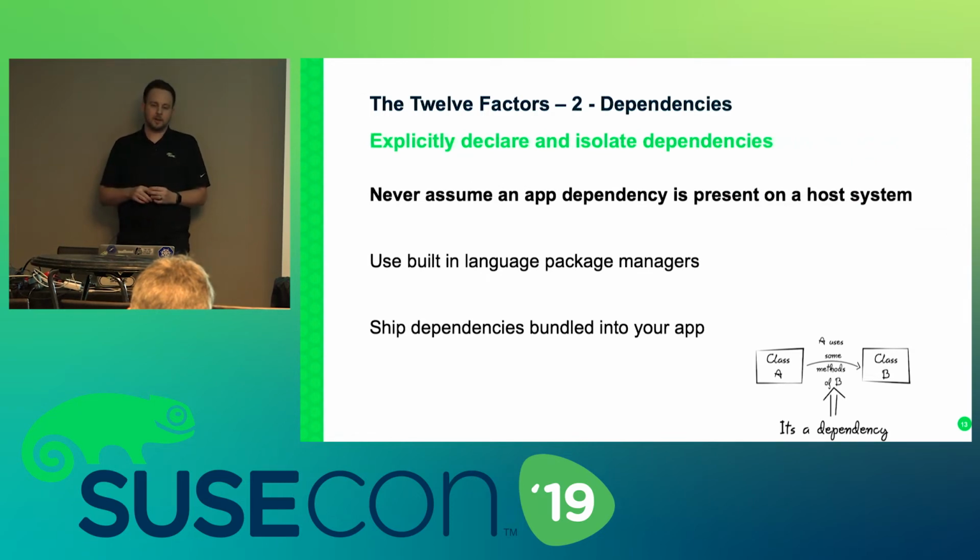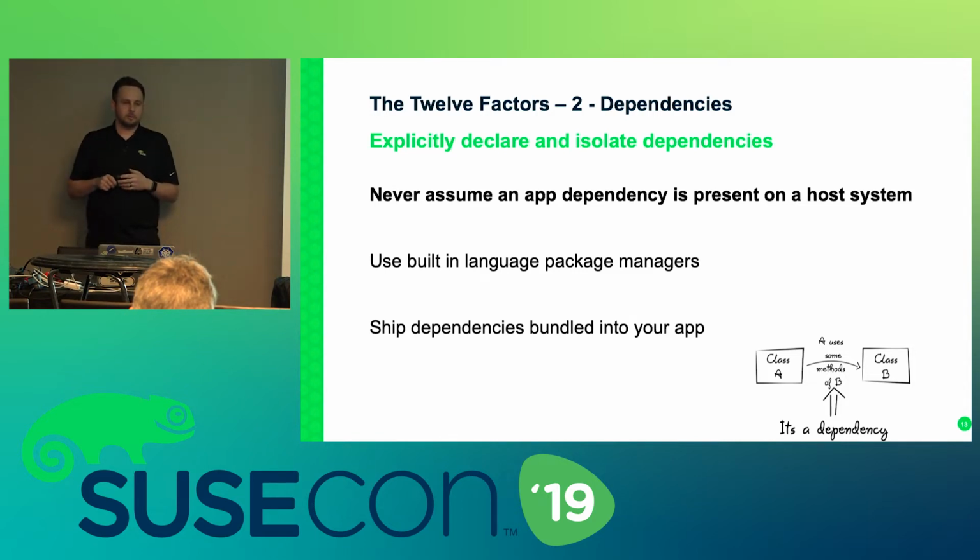So the second factor is all about dependency management. Explicitly declare and isolate dependencies, it says. What this is talking about here, and it's in bold at the top, is never assume an app dependency is present on a host system. So if we take a look at Java programming, a common library that a developer might need might be log4j, a common logging library.